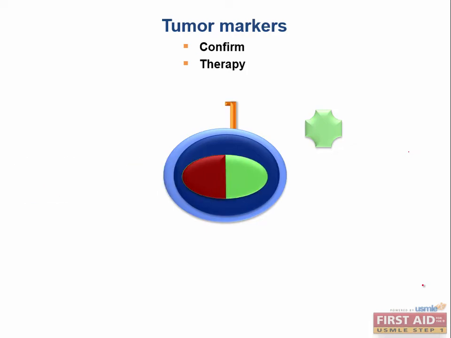The second main thing is they monitor effectiveness of therapy. So here's a chemo drug being fed to this cancer cell, and if it kills it, then the tumor burden is going to drop, and we're going to know that that drug is working.